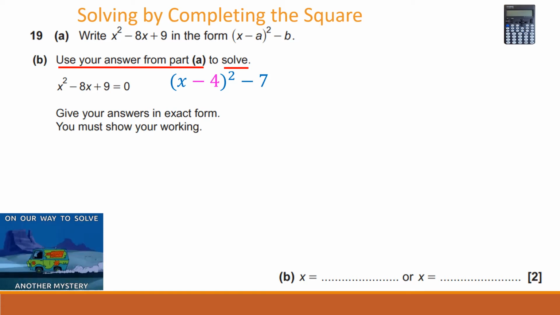Now we're looking to solve this, and we're putting this expression equal to 0. You must give your answer in exact form, so that means using surds, and you must show your working out. This is for 2 marks.